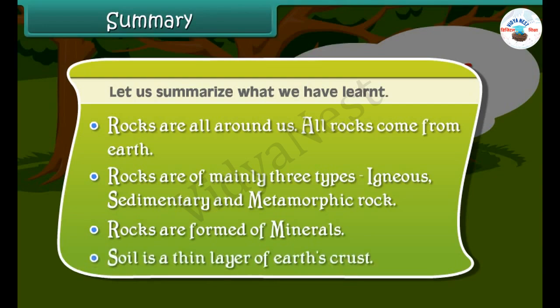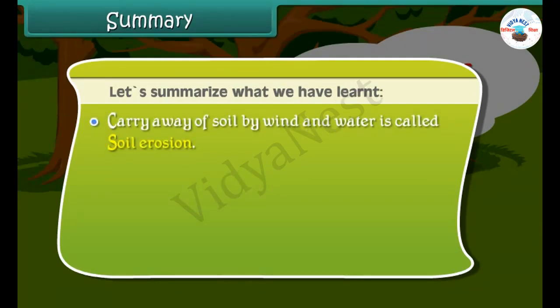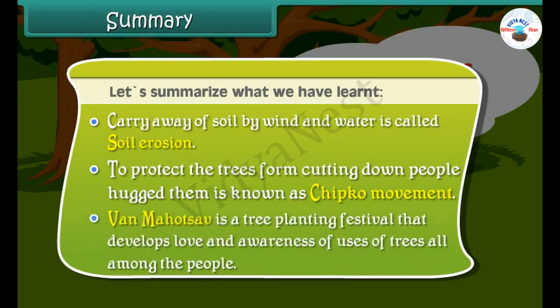Soil is a thin layer of the earth's crust. Carrying away of soil by wind and water is called soil erosion. To protect the trees from being cut down, people hugged them, and this movement is known as the Chipko movement. Van Mahotsav is a tree planting festival that develops love and awareness of the uses of trees among the people.